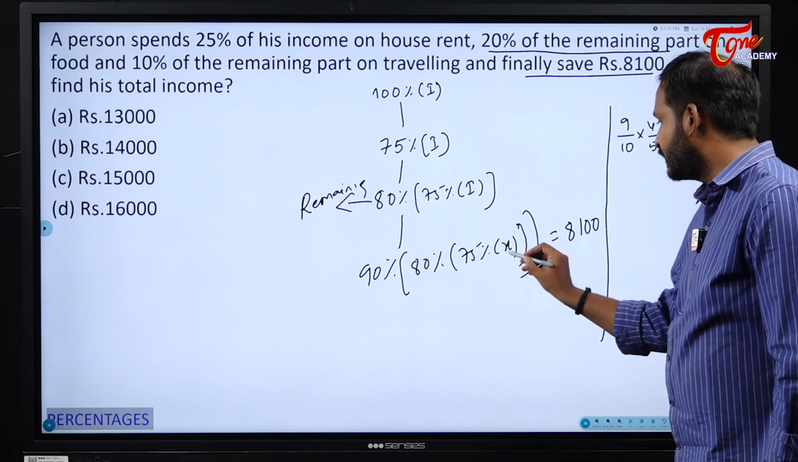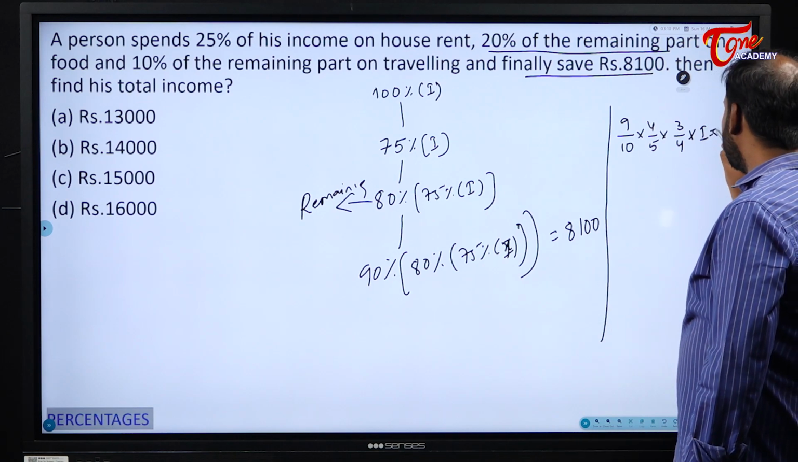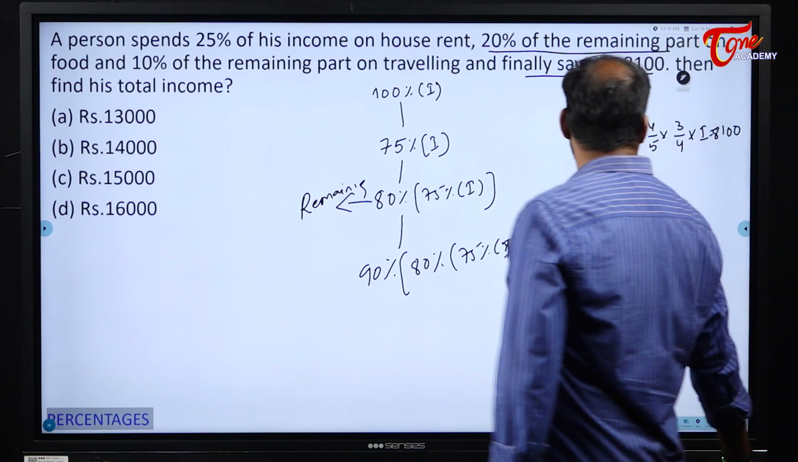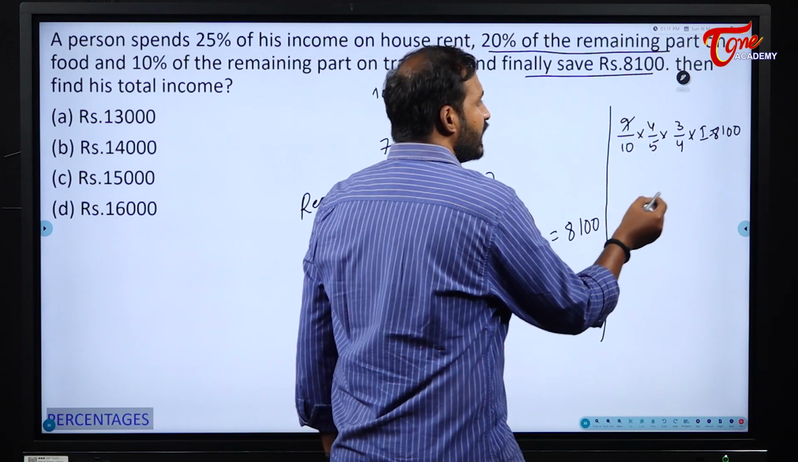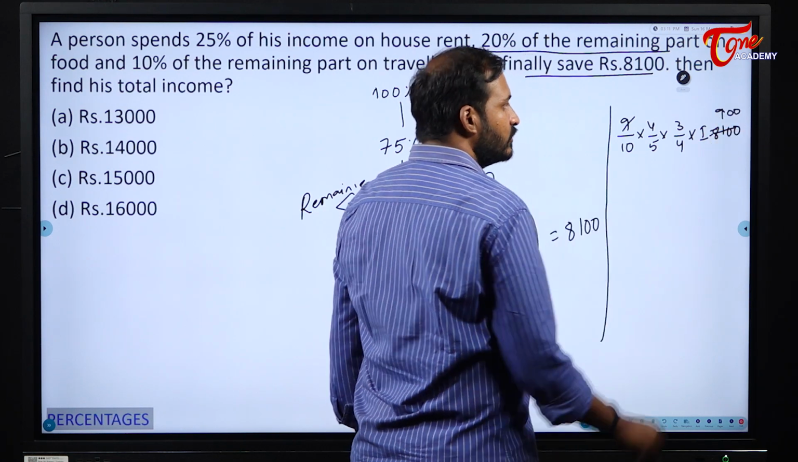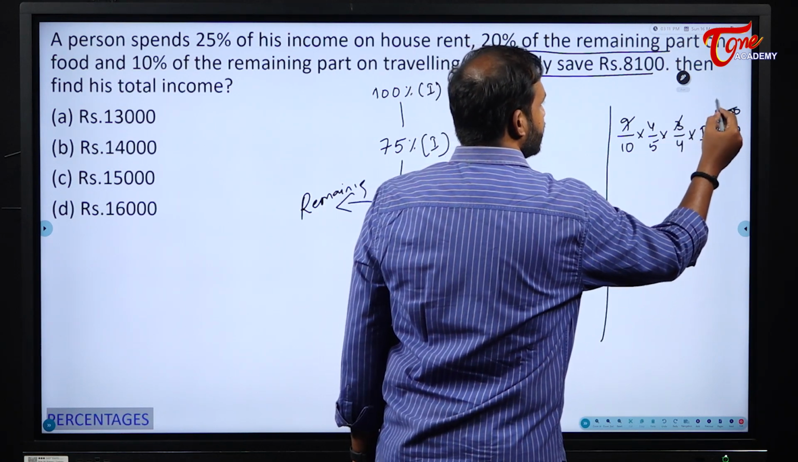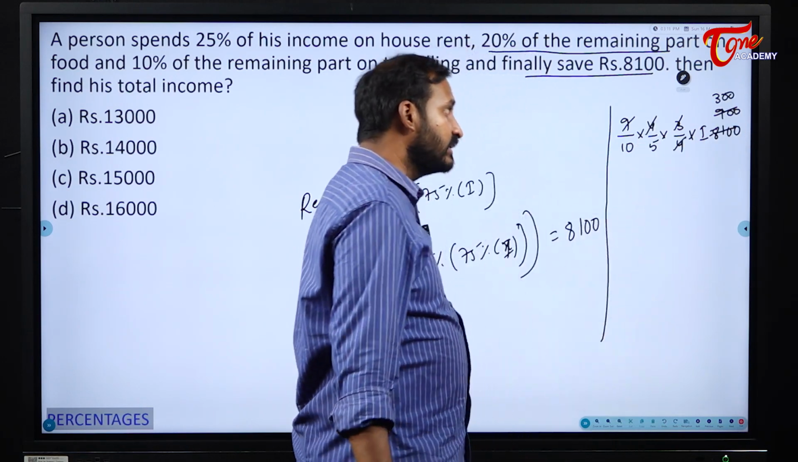His income, this X, into income is equal to 8100. His income is equal to 8100. So cancel it. What will you get? 9 ones, 9 nines and 2 zeros. Good. 3 ones, 3 300s. Good. Next, 4 and 4 will get cancelled.